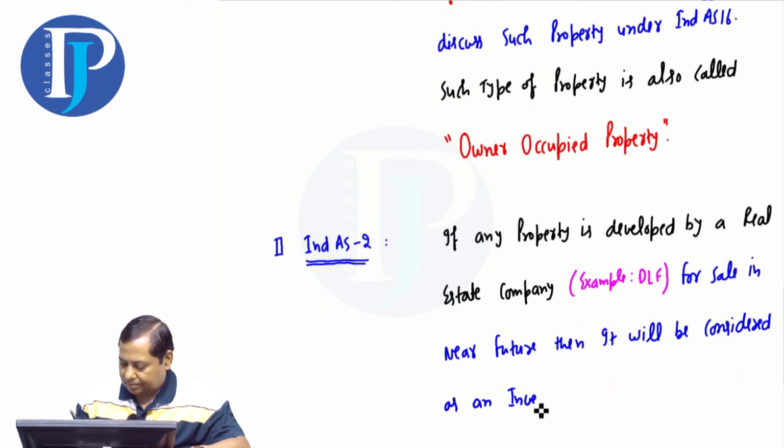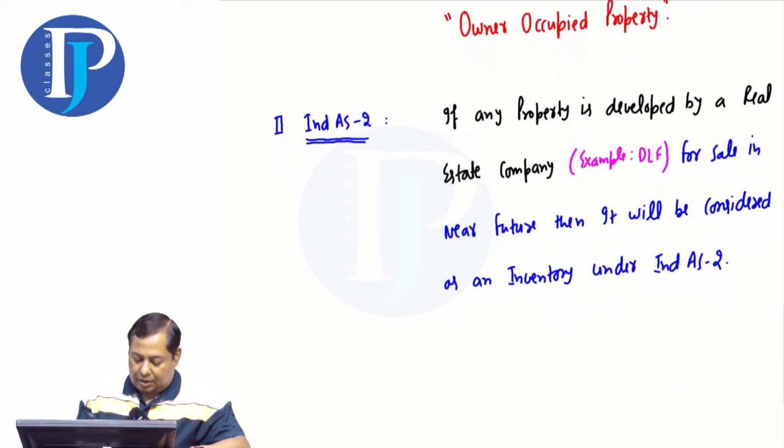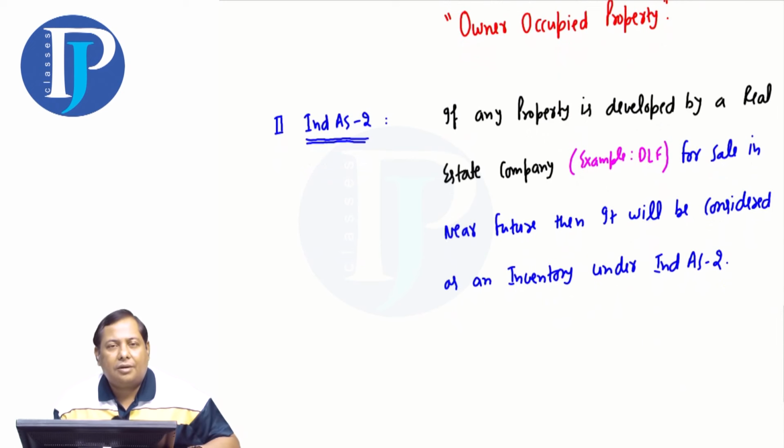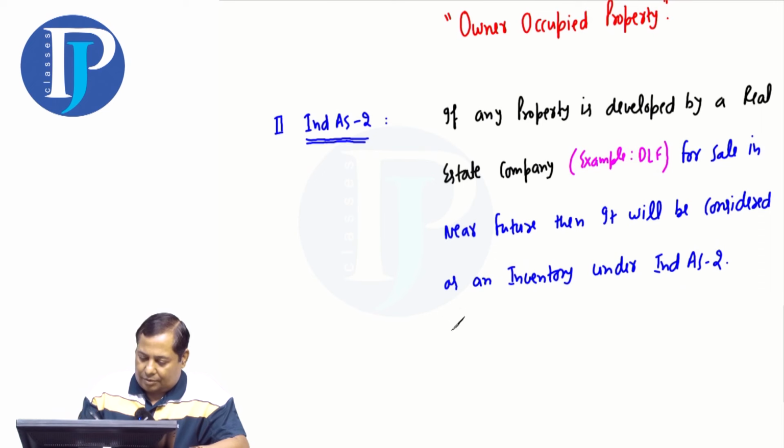under Ind AS 2. But I had mentioned an exception that DLF has also built some malls that they haven't sold. They have leased them out to big brands. If they let it out and earn rent, it will come in 40, because it didn't sell. So I need to add a note here.